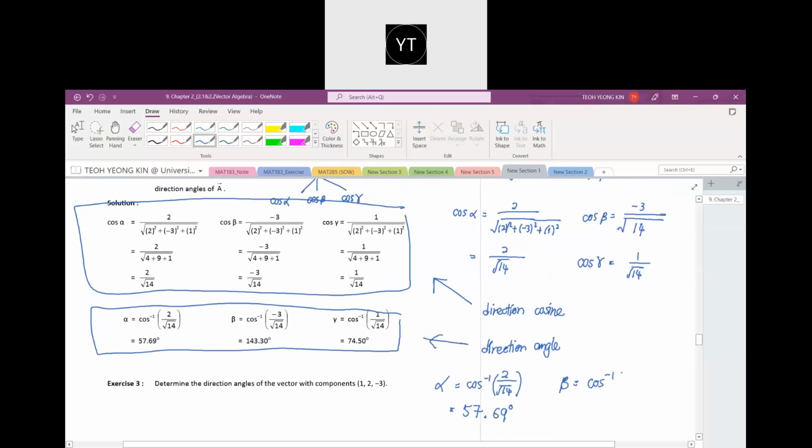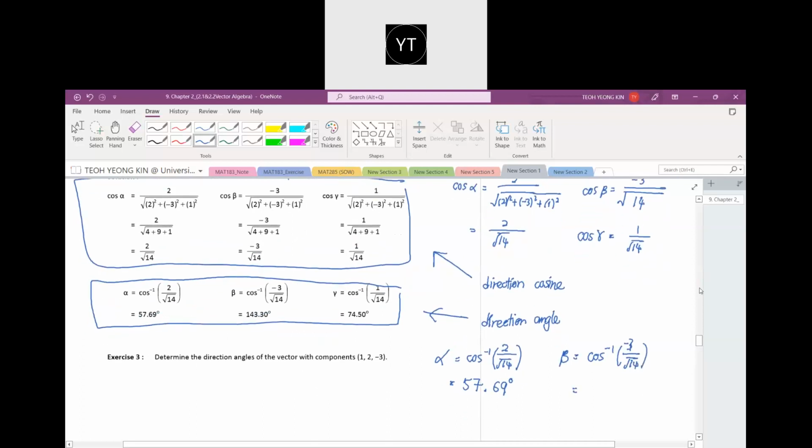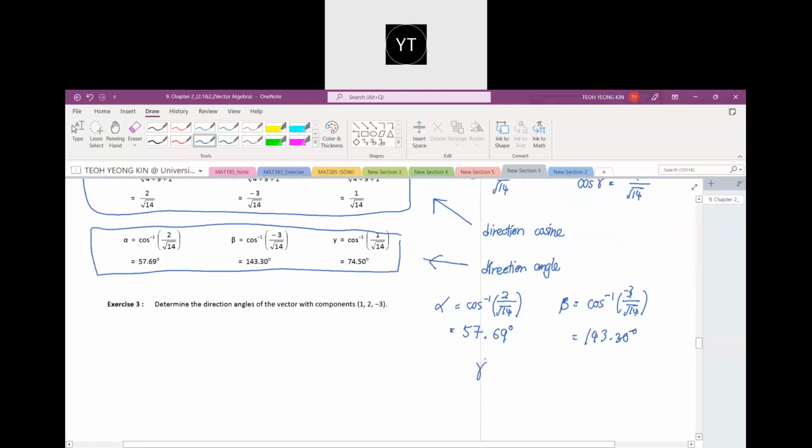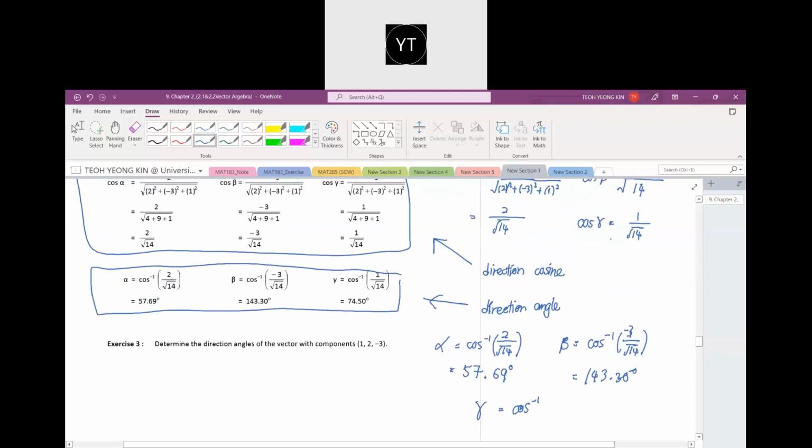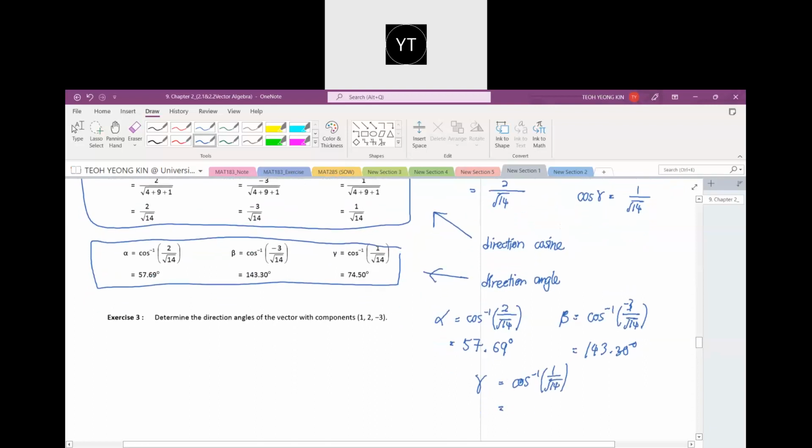Beta is cos inverse of negative 3 over square root of 14. Again press the calculator, shift cos in the bracket negative 3 over square root of 14. So this is 143.30. And finally, gamma is cos inverse of 1 over square root of 14. Using your calculator again, shift cos, in the bracket 1 over square root of 14. So this one is 74.50 when rounded off.